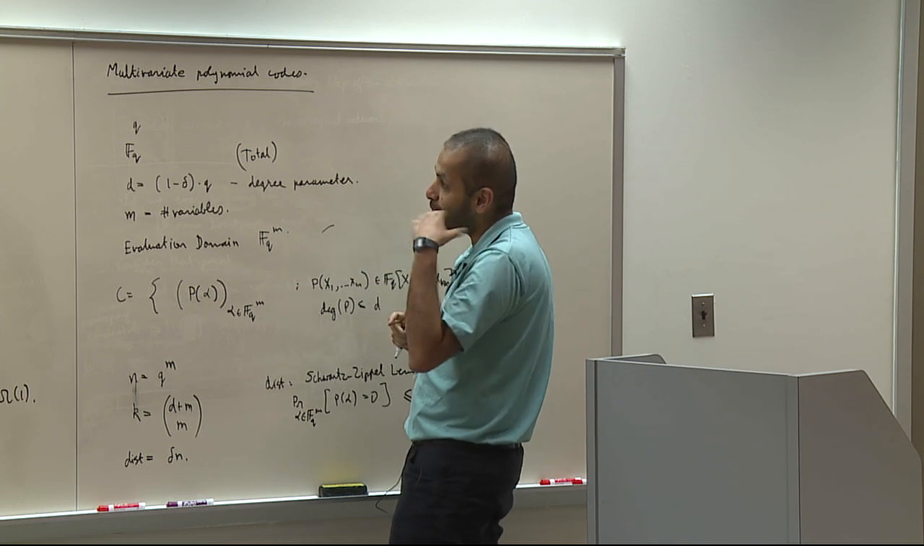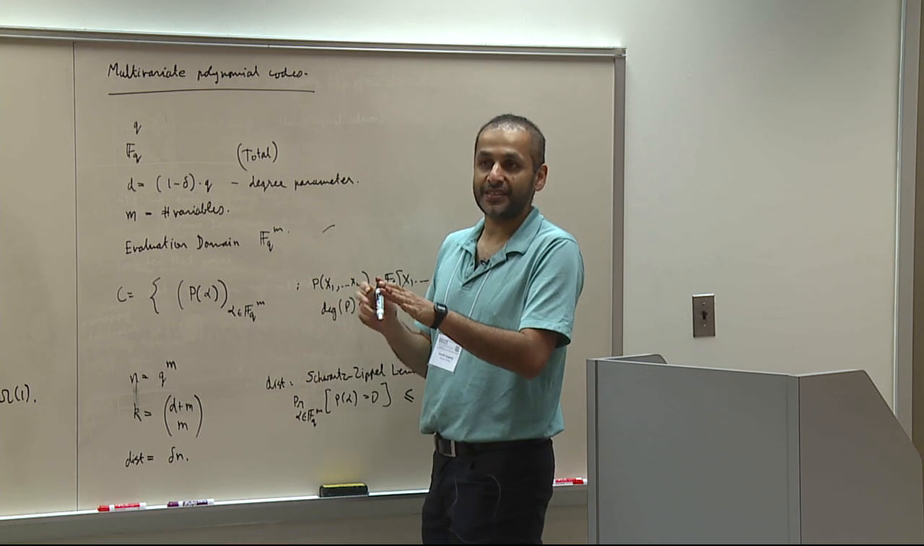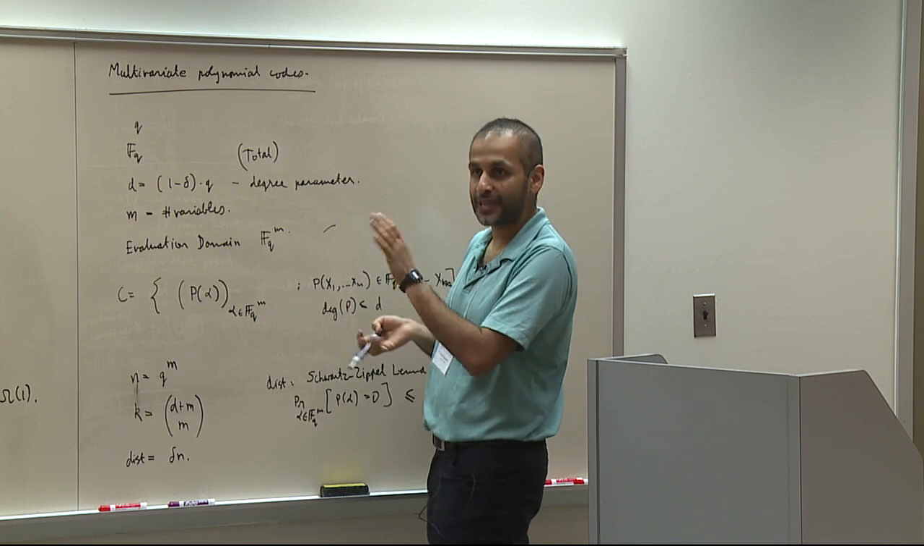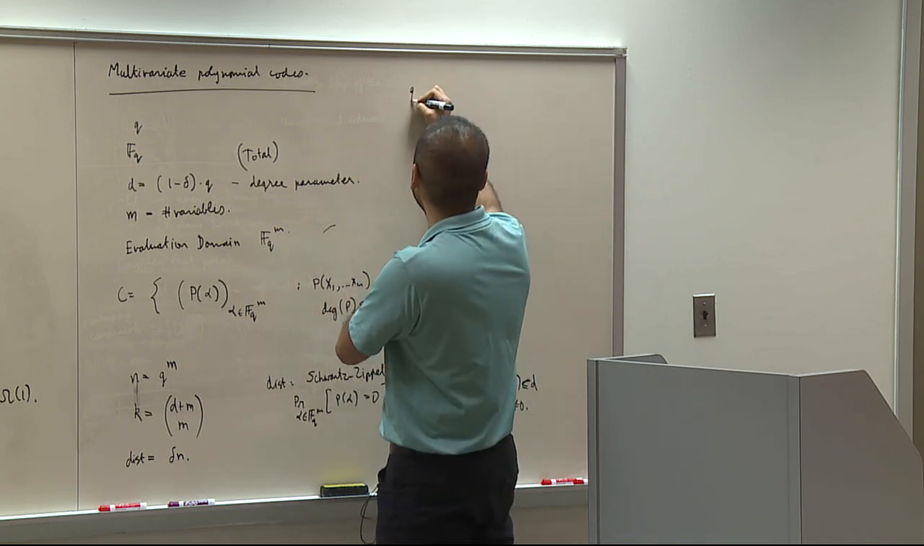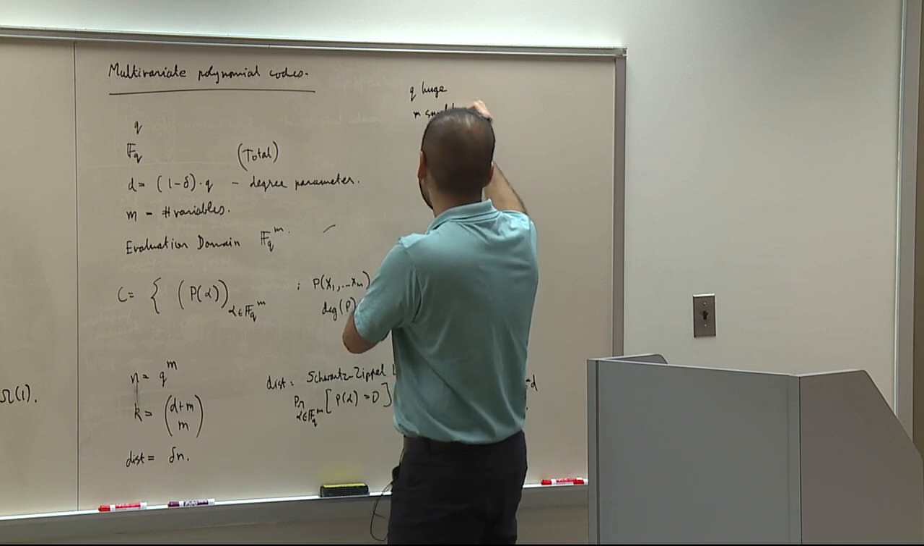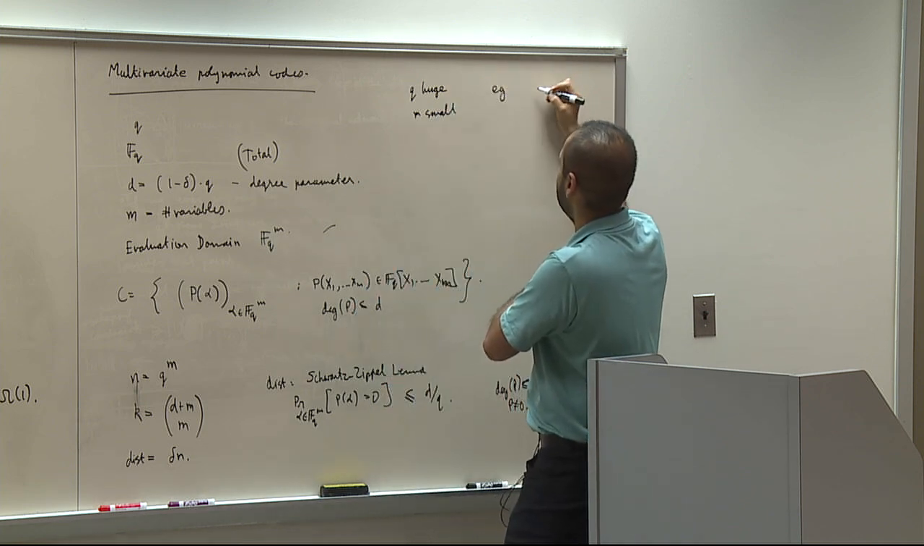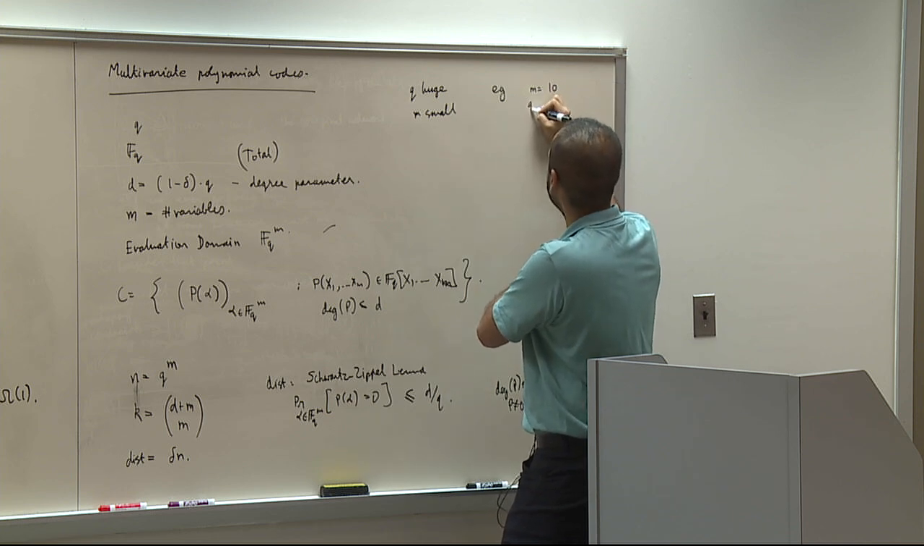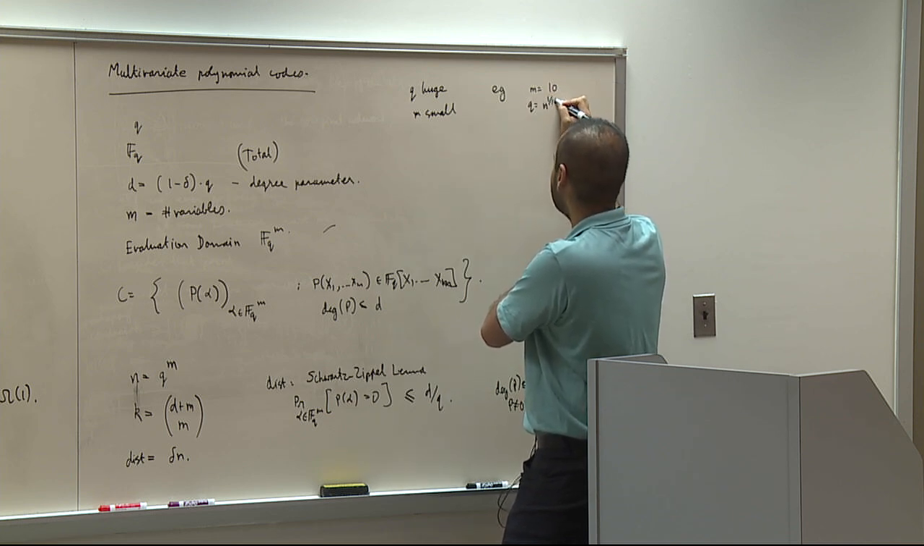Let's think of q huge and m constant or m very small. q huge and m small. That's a good way to think about it. So q huge, m small. For example, m equals 10. That's not a bad setting. And q is thus n to the 1/10.